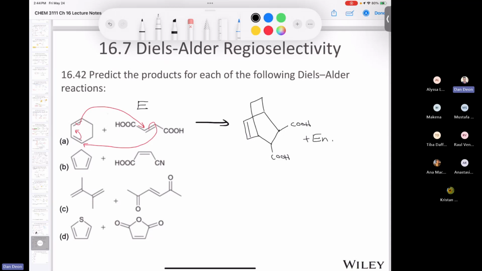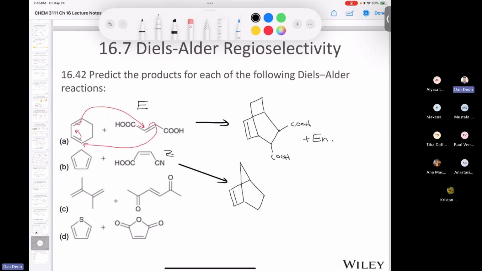In B, again, you have a cyclic diene, and these two groups are Z to each other, so they are zusammen to each other. So they're both going to be in the endo position. So for this one, we're going to end up with a bicyclic compound, but our bridge is only going to have one carbon in it because our diene has only 5 carbons in the ring, not 6. So we're going to draw something that looks like this.